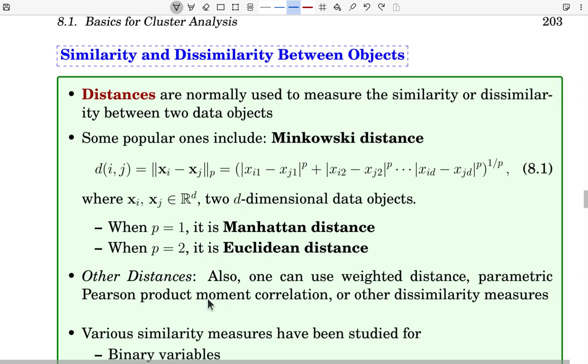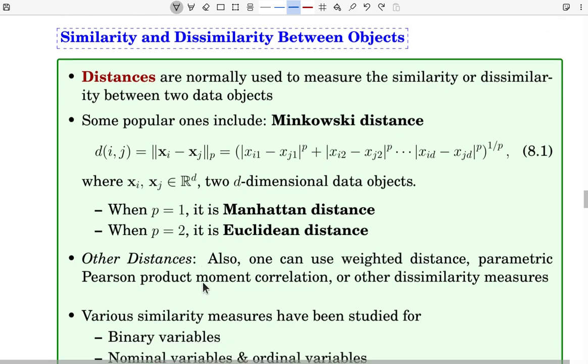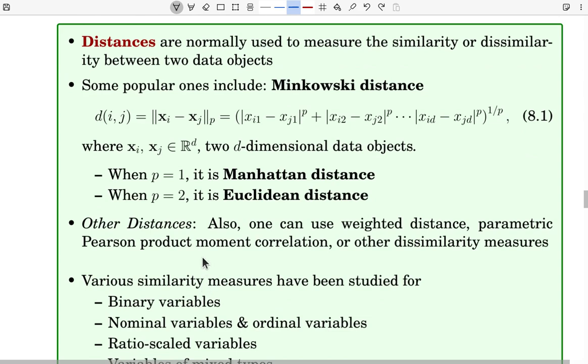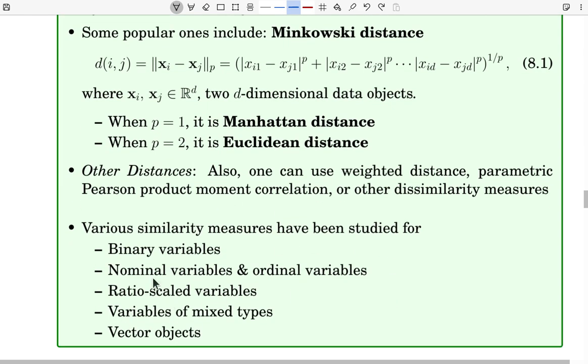Some other distances can be defined to measure similarity and dissimilarity. Various similarity measures have been studied for various data types: binary variables, nominal variables, ordinal variables, ratio-scaled variables, and some vector objects. Depending on the data type, you may try to define the similarity measures.